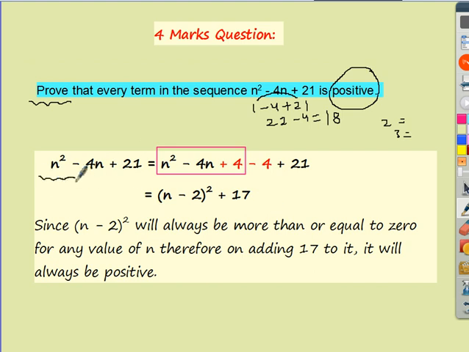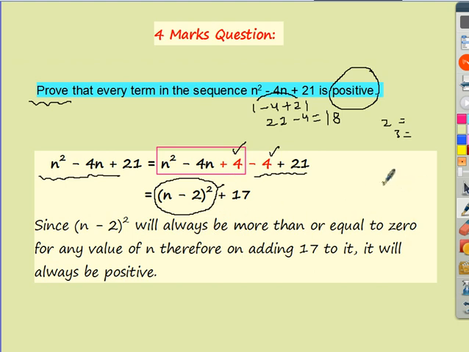If I find the square here, n square minus 4n, and if I add 4 and subtract 4, it will become (n minus 2) the whole square, and this minus 4 plus 21 will give me 17. Now I can conclude that the square of any number, any integer, whether negative or positive, is always positive or 0.